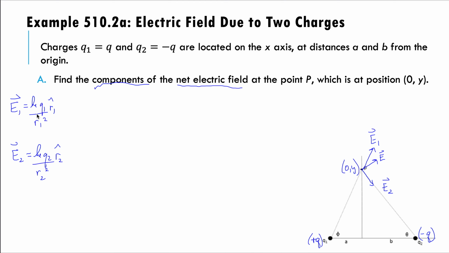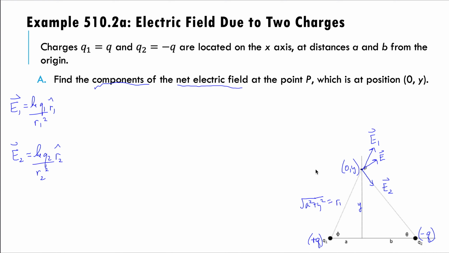I have written the expression to find the electric field. To find E1, it's Coulomb's constant times the charge Q1 divided by r1 squared. r1 is the distance from the charge to the point, so r1 is going to be this distance right here. We can see from this picture that the bottom leg has a length a and the vertical leg here has a length y. So r1 is given by the Pythagorean theorem: the square root of a squared plus y squared.